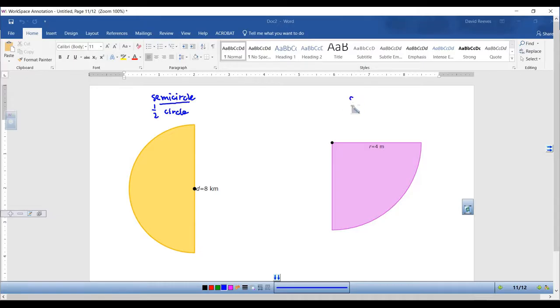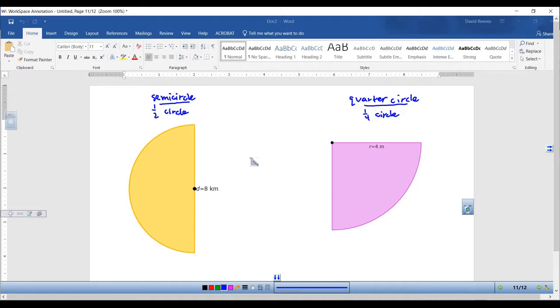Right here, we're going to call this one a quarter circle. And there's probably a fancy name for a quarter circle, but I don't know what it is. So I'm simply going to call it a quarter circle, and I'm going to put 1/4 of a circle.